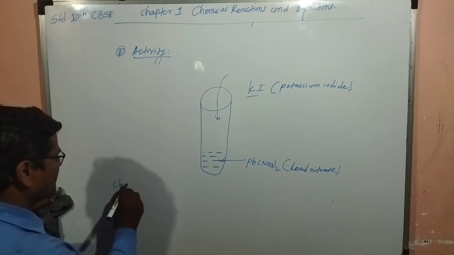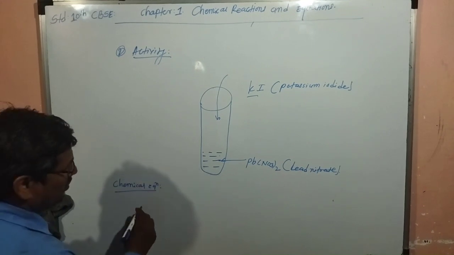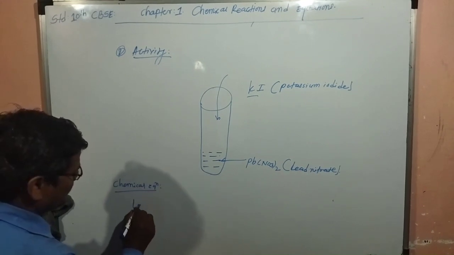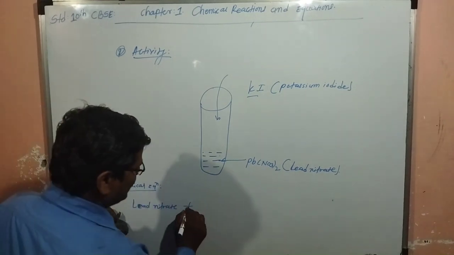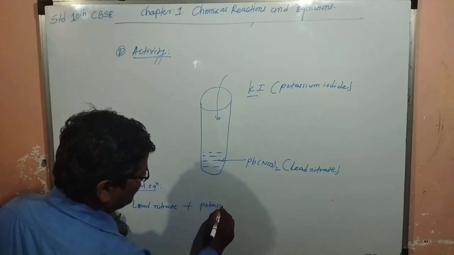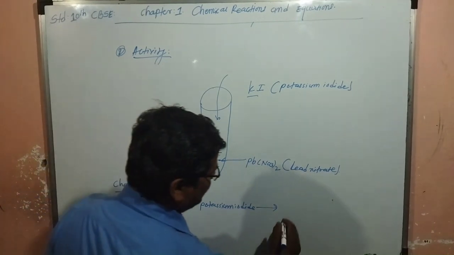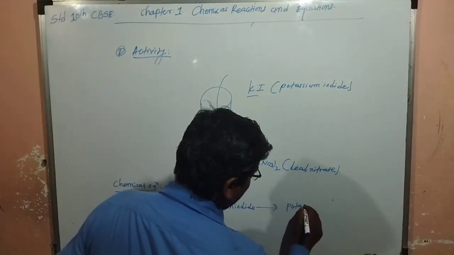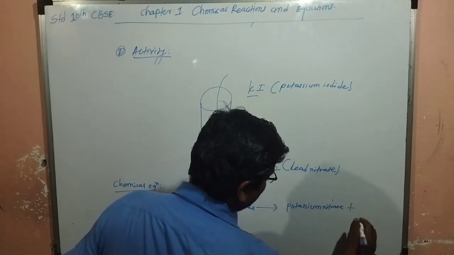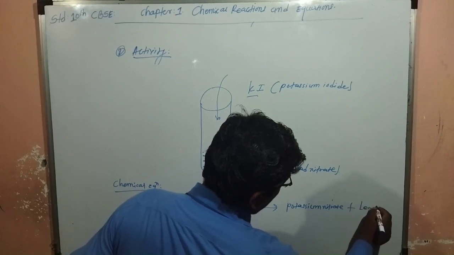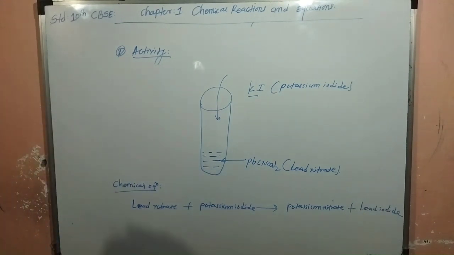So we will write the chemical equation. Lead nitrate plus potassium iodide gives potassium nitrate plus lead iodide. So like this a chemical reaction takes place.